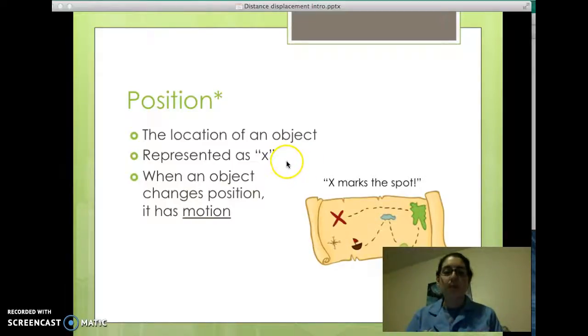Position is represented as an X, which just means the place, and that's actually where you get the phrase X marks the spot for a treasure map. So this X would be the position of the treasure. When an object changes position, it's known as motion. It means that it's moving.